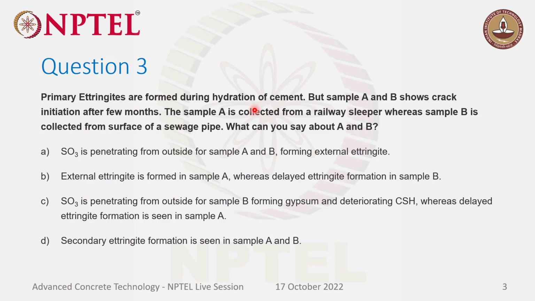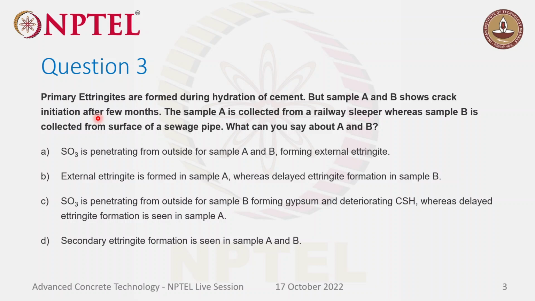But if ettringite is formed in the later stage, the hardened stage of the concrete, then we can see some expansion and it can cause cracks. So here they are primarily saying primary ettringite is formed during hydration of cement. Then they are speaking about secondary ettringite. Sample A and B show crack initiation after a few months, which means the secondary ettringite forms after a few months, which causes cracks.